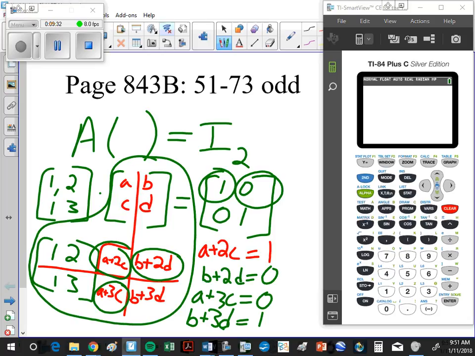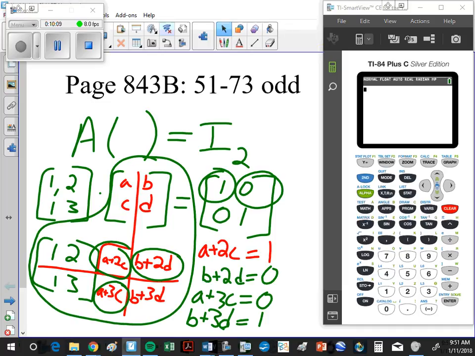Yep, we could, but how many variables do we have? 4. And in order to solve a 4-variable system, I have to have how many equations? 4. Okay, so I'm going to put this in my matrix. How big is my matrix? 4 by 5, right? There's an A column, a B column, a C column, a D column, and an answer column.